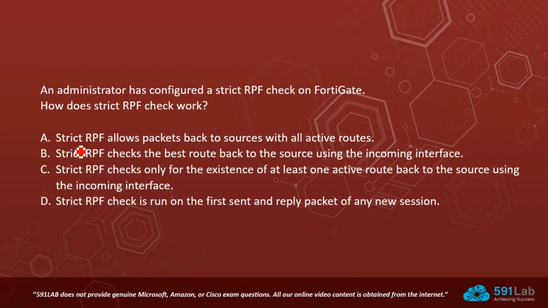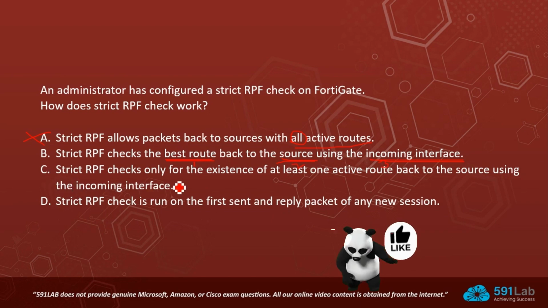Answer A, strict RPF allows packets back to the source with all active routes. No, we haven't learned this. It's not all active routes, hence answer A is incorrect. Answer B, strict RPF checks the best route back to the source using the incoming interface. As you can see, we check the best route, the source, and the incoming interface. There are three criteria that need to be matched. So B we can select as a correct answer.